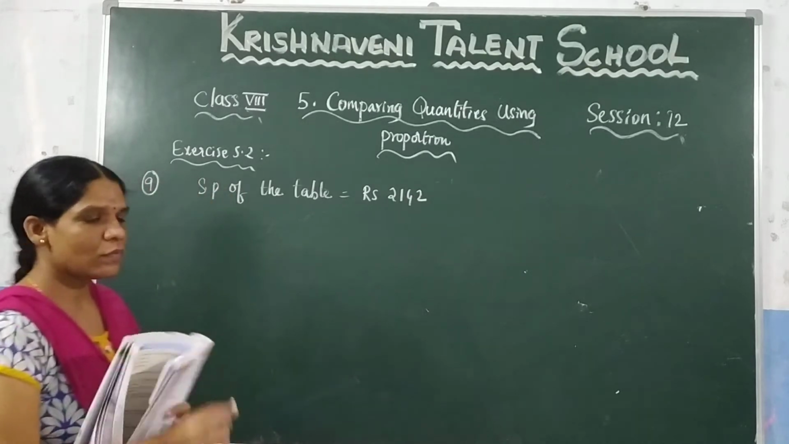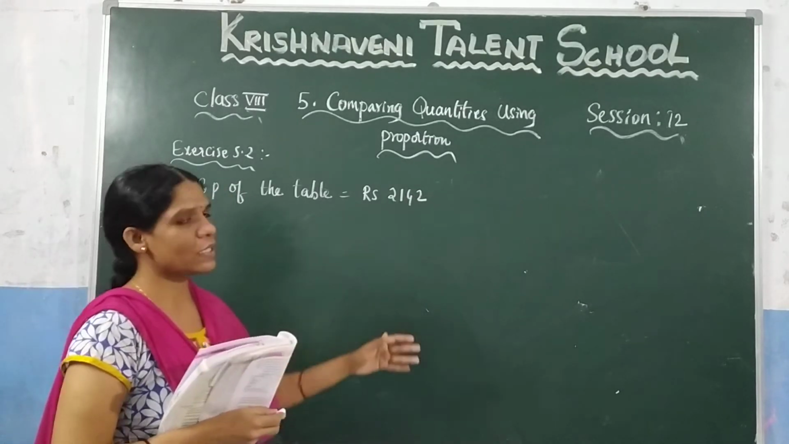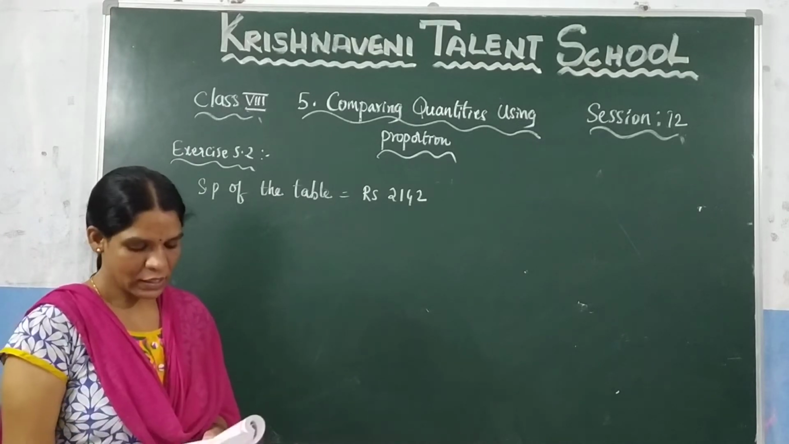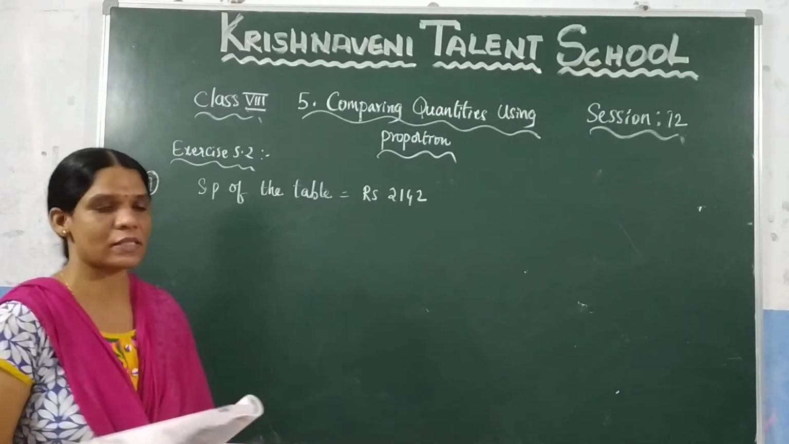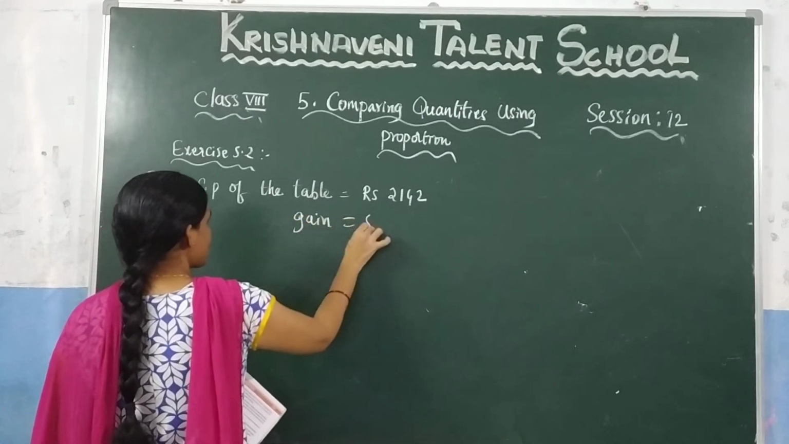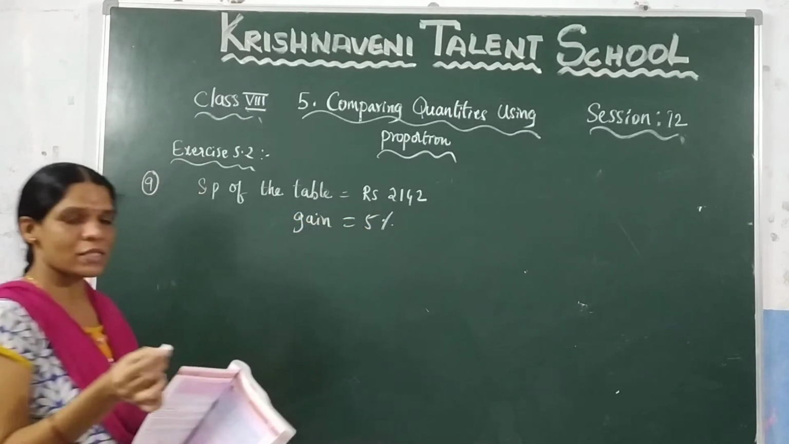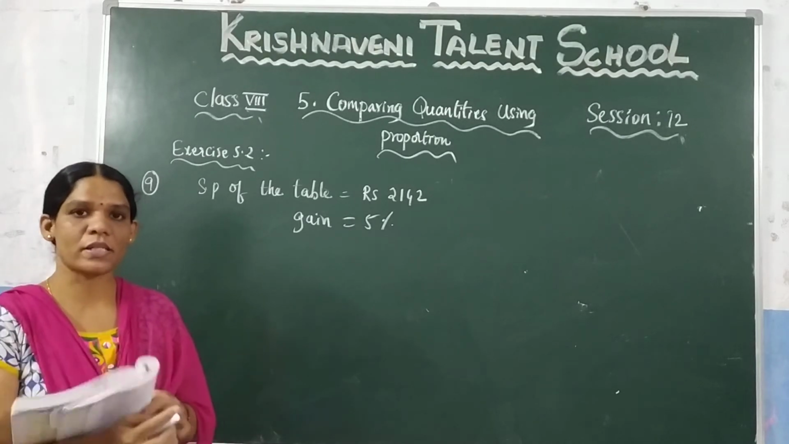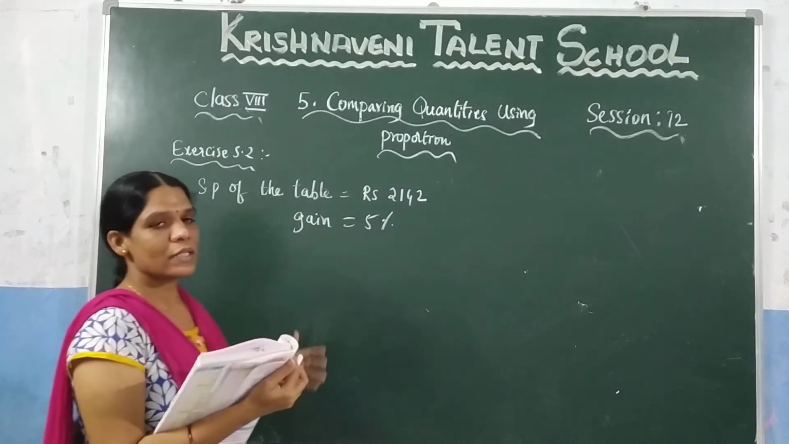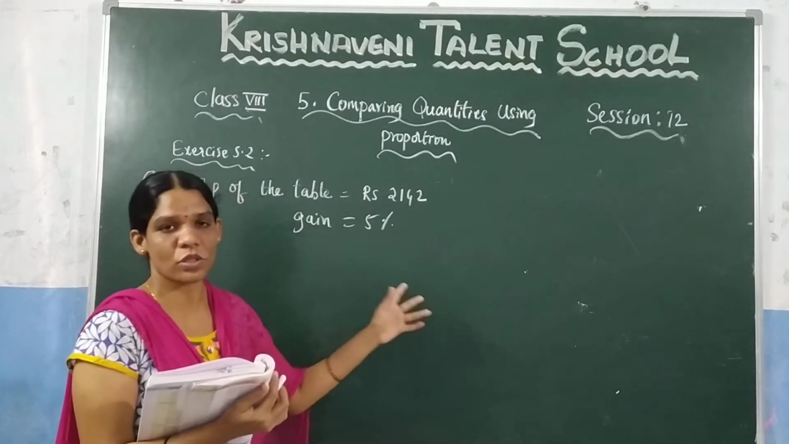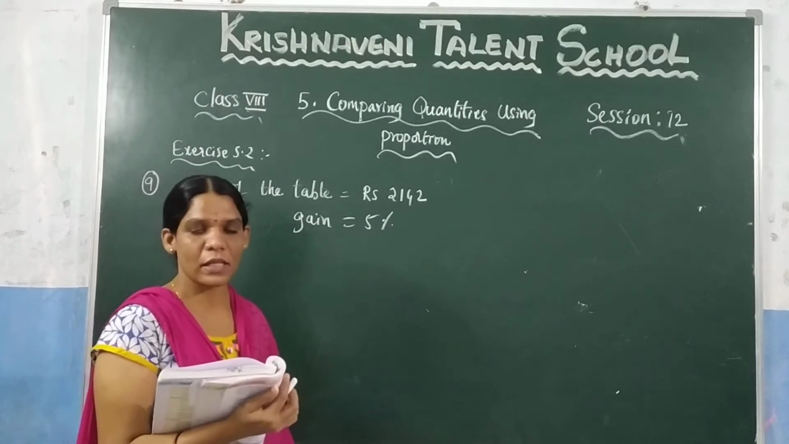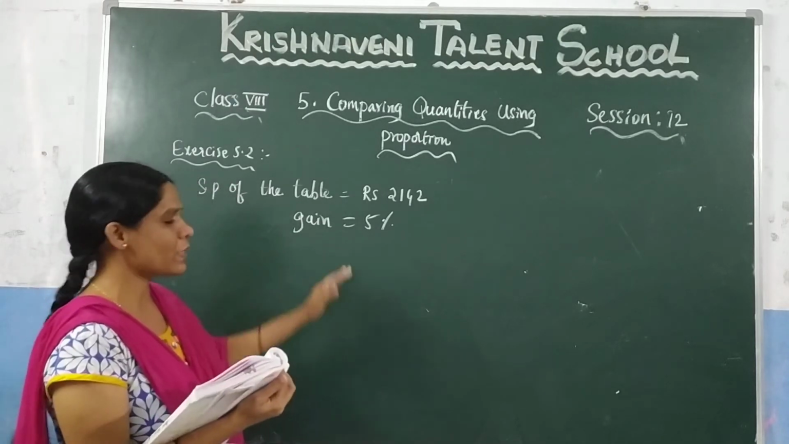So a table was sold for 2,142 rupees. So how much gain they have got here? They have got a gain of 5%. So after selling, how much gain they have got? 5%. But you don't know what is the original cost price. So what is the cost price of the table we don't know. They have sold the table at a cost of 2,142 rupees. After selling that table, they have got a gain of 5%.